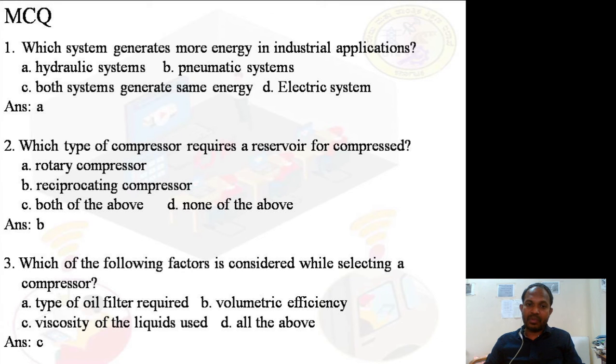Okay. Which of the following factors is considered while selecting a compressor? Type of the oil filter required, volumetric efficiency, viscosity of the liquids, and all the above. It is not all the above. The oil filter has nothing to do with the selection of the compressor. Obviously, the volumetric efficiency is. Obviously, the viscosity of the liquids or the fluids used will influence that.